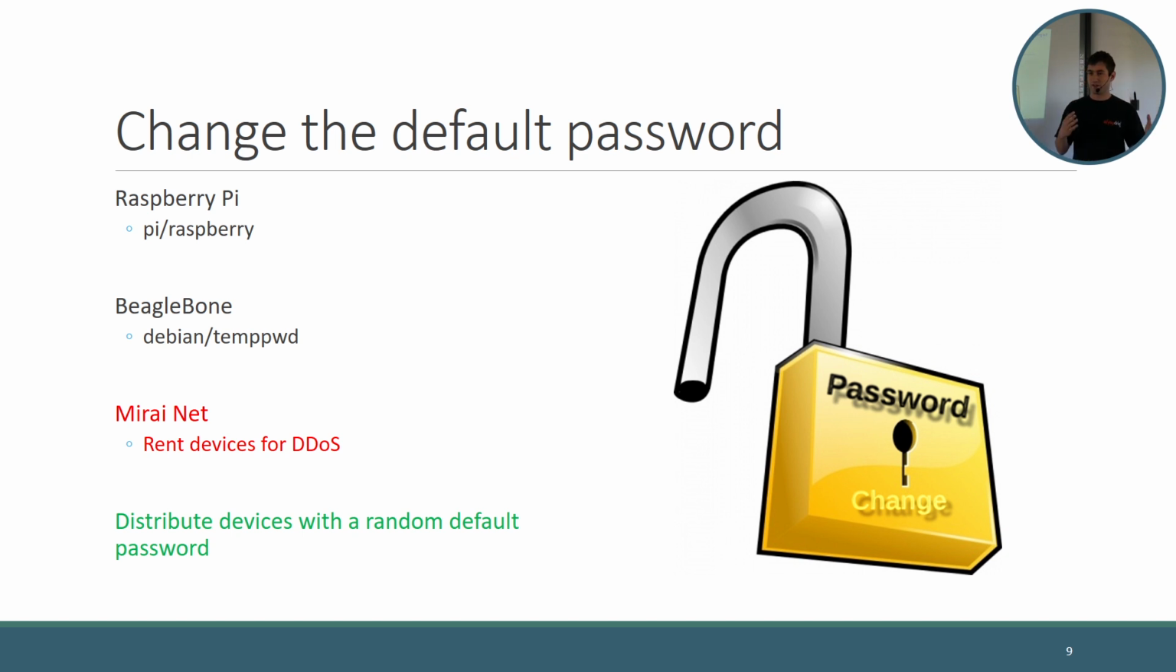If you buy a router, a wireless router, how is your password? By default, it's the same. You just go online, type the name of the router, default password, and you find it. You will be surprised how many people will not change that. It's really stupid. The example is MiraiNet.